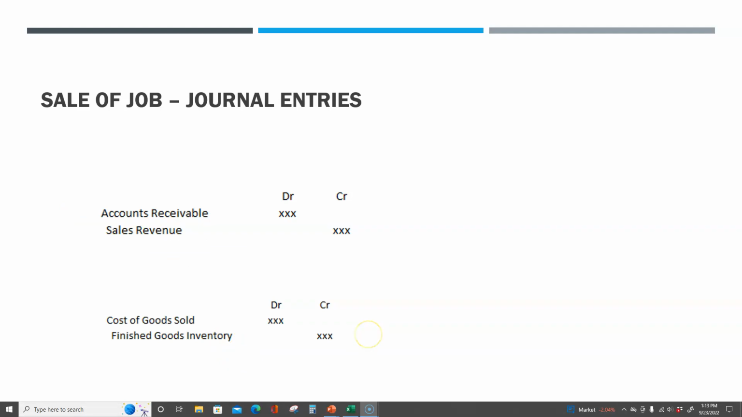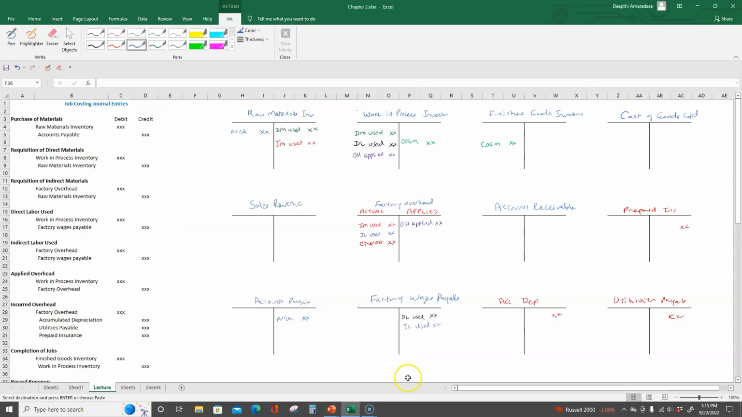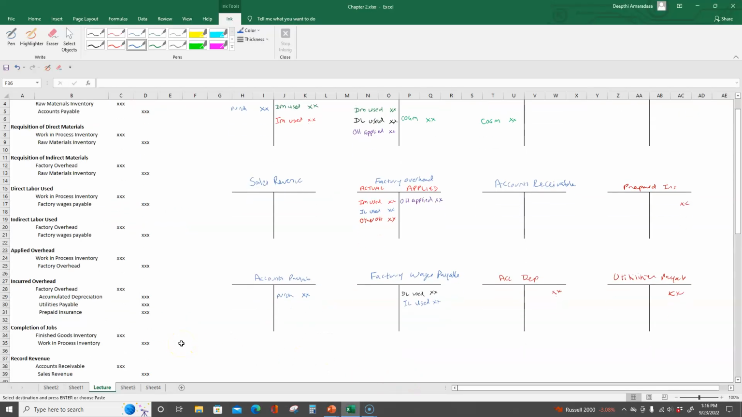For a manufacturing company, just like a merchandising company, for every sale, there has to be two journal entries. One to record the sale portion, the revenue part of the journal entry. The second one to record the cost of goods sold. I'm going to take you to my Excel spreadsheet and we will record them in the T accounts over there. Let me scroll down a little bit.